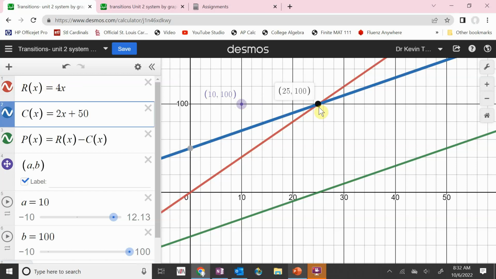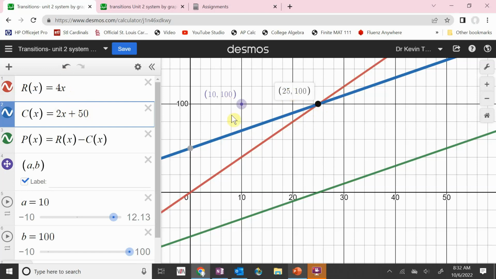So that is the moment, that's a point that is on the revenue function. There is a point when x is 25, if you substitute 25 right here, the y value is 100. So this point is definitely on the red line. It makes the red line true. But since it's an intersection here, it actually makes the blue line true as well.